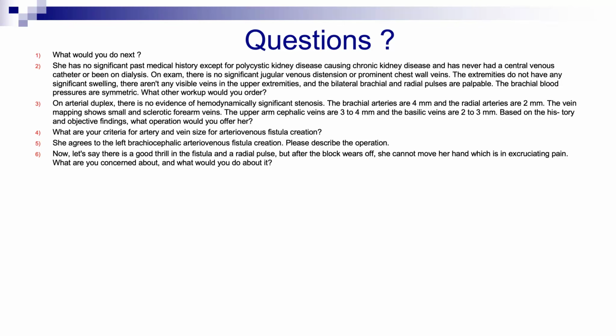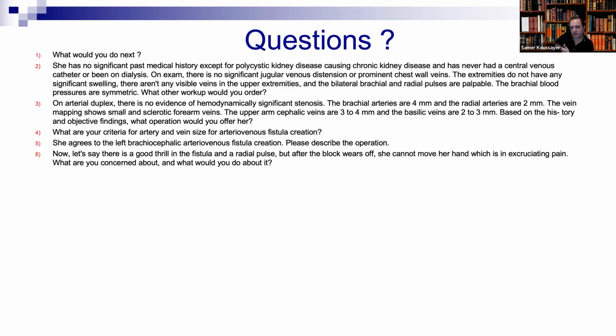I will examine the pulse and the fistula. No, they already did that because they already gave you. She has a good thrill and she has a radial pulse. This is your answer, because she has a good radial pulse. Correct? Okay. So it's not a steal because they told you in that question.